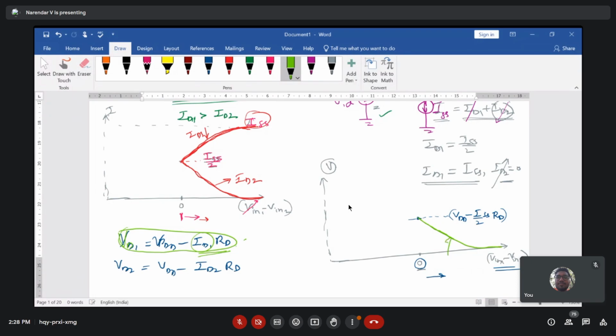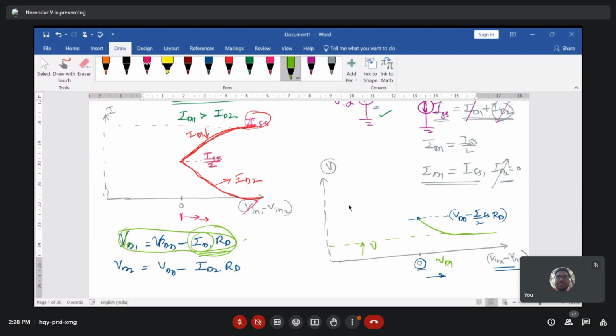So this is your VD1, because ID1 is increasing, the drop across this ID1 RD is going to increase from your VDD value. So the net value is going to be here, and it is not exactly 0. The minimum value that you can see here is VDD minus the ID1 value, where the maximum value of ID1 is ISS. So this is the minimum value of your VD1.